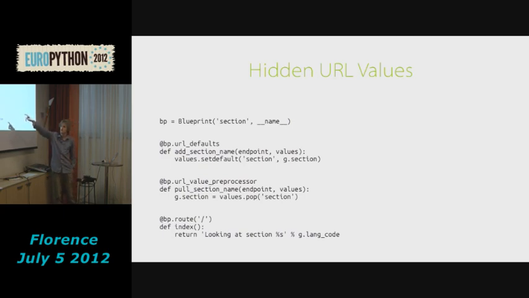So when the function is called for the URL value preprocessor, it gets a section out of the URL values and puts it on the G object. And then when you generate the URL, it puts it back in. Which is a very abusive way because you're basically using the URL routing system to pass through arbitrary information. But it's very natural in how it works. And I've used that before. It's actually a really nice solution once you get used to how it works.